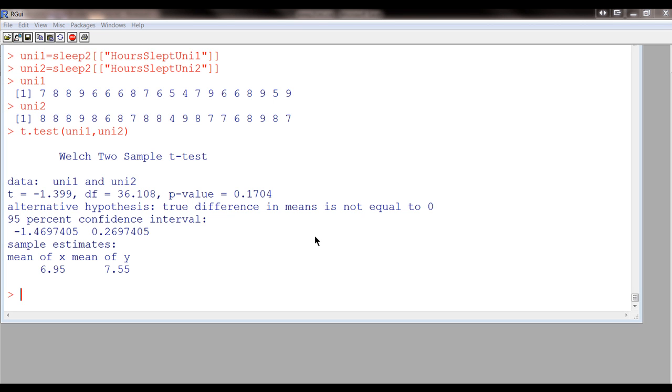But since they're not the same, the difference in the means of the real populations won't be 0. Okay, so that's how you do that one. And remember that if you want paired equal to true, you just write paired equals true up here as one of the parameters. Okay.